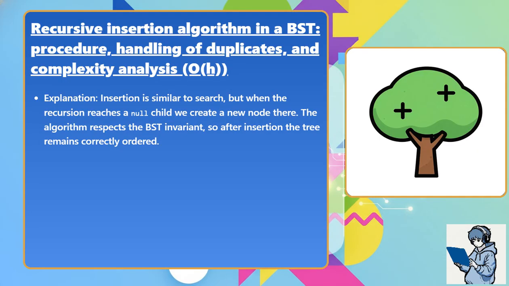Explanation: insertion is similar to search, but when the recursion reaches a null child, we create a new node there. The algorithm respects the BST invariant, so after insertion, the tree remains correctly ordered.